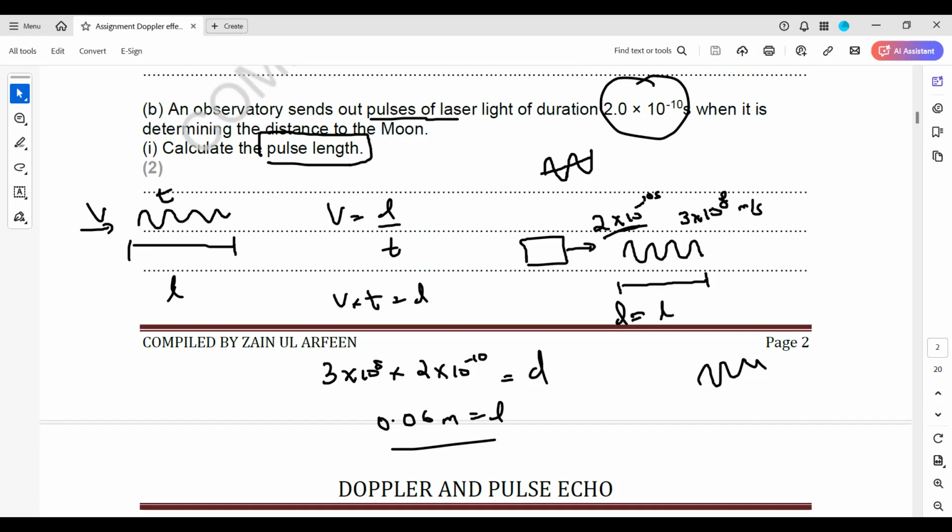Like the pulse which we use, when we switch on this laser, the distance that the laser pulse covers is called the pulse length, or the length of the signal, which is 0.06 meters. Is it clear till this point? Or equal to 6 centimeters.